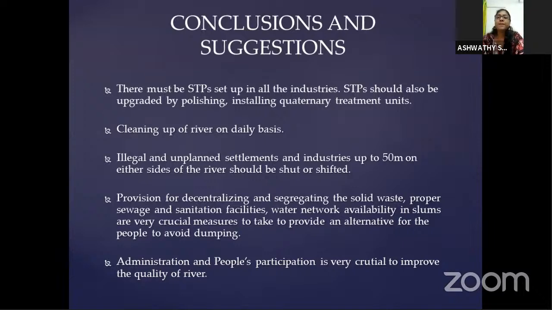Now, what can people do? This was about the administration; what can people contribute? The citizens that stay along the river are the major source of pollution. Therefore, the people should understand their actions and educate themselves and others to inculcate good habits that are careful and positive for the river, and it should be given utmost importance.